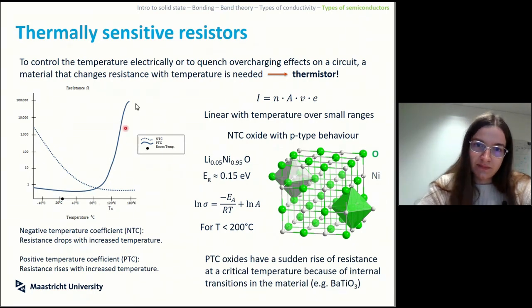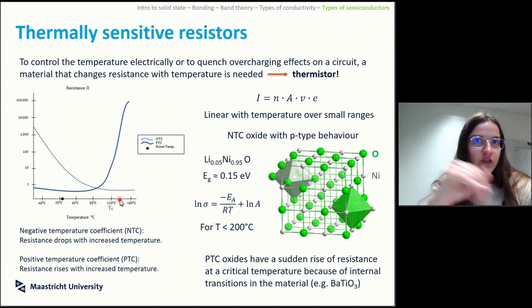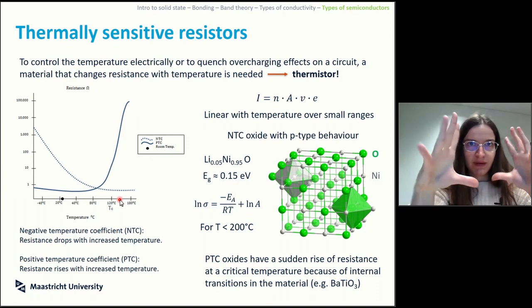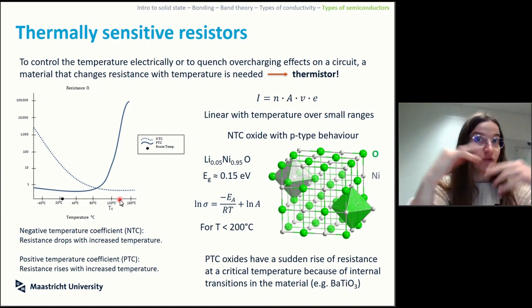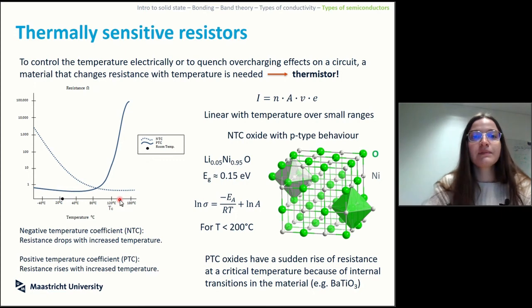This type of behavior doesn't happen in materials like this. You need to look into a completely different type of oxides like barium titanate. The reason this shifts is because you have a complete rearrangement of the atoms in the structure, so the band structure goes completely to a different level. So when the atoms move, the band structure splits and changes and breaks, and you cannot conduct electricity anymore.